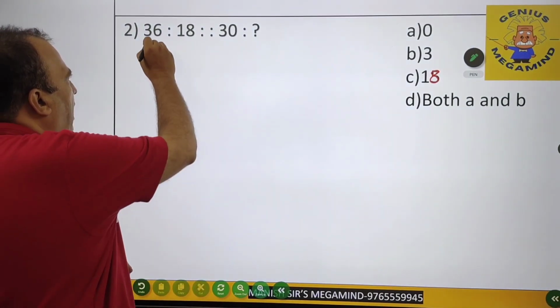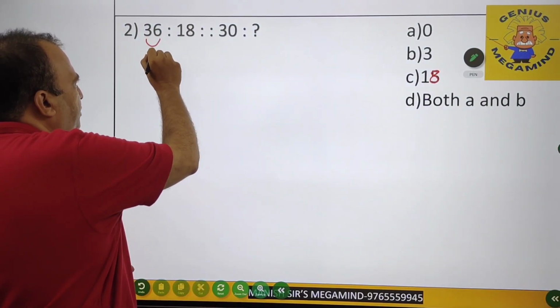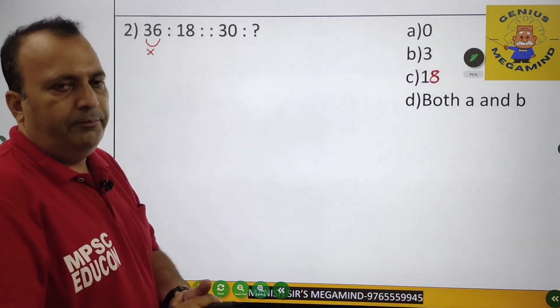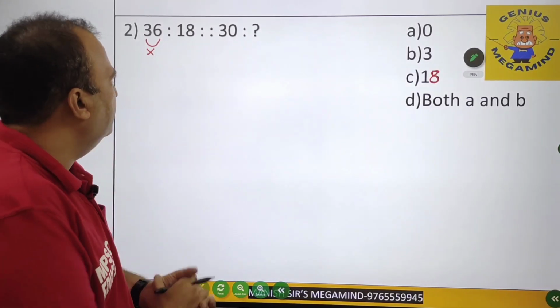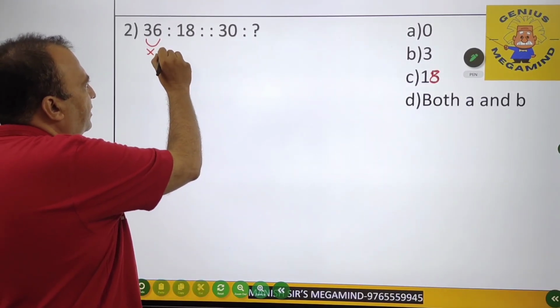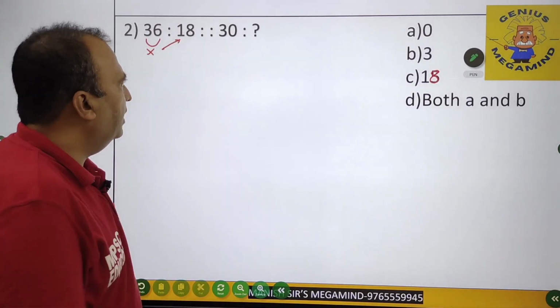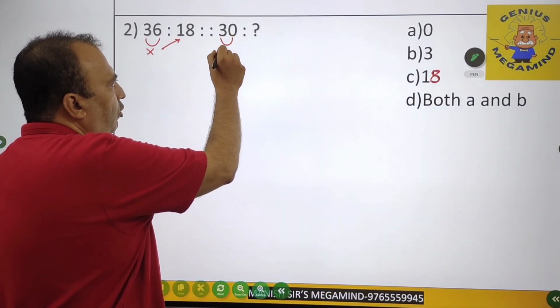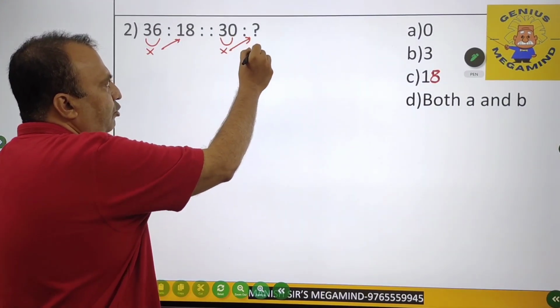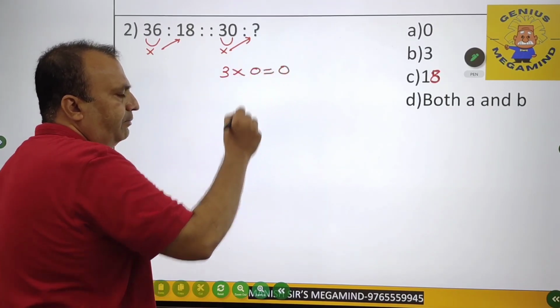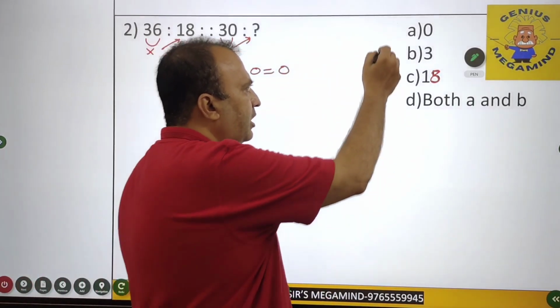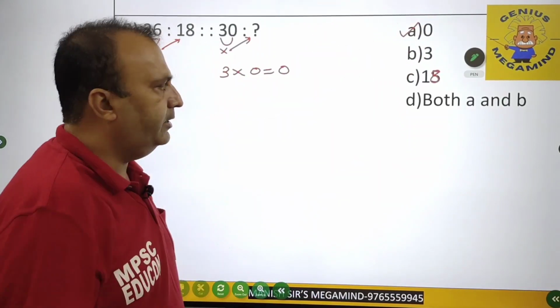Fine. So I am going to perform the operation of multiplication between the two digits which are included in the number 36. So 3 into 6, my friends, is what? 18. So again, 3 into 0 will be what? 3 into 0 will be 0. Any number multiplied by 0 is 0. So the answer for this question is option A.